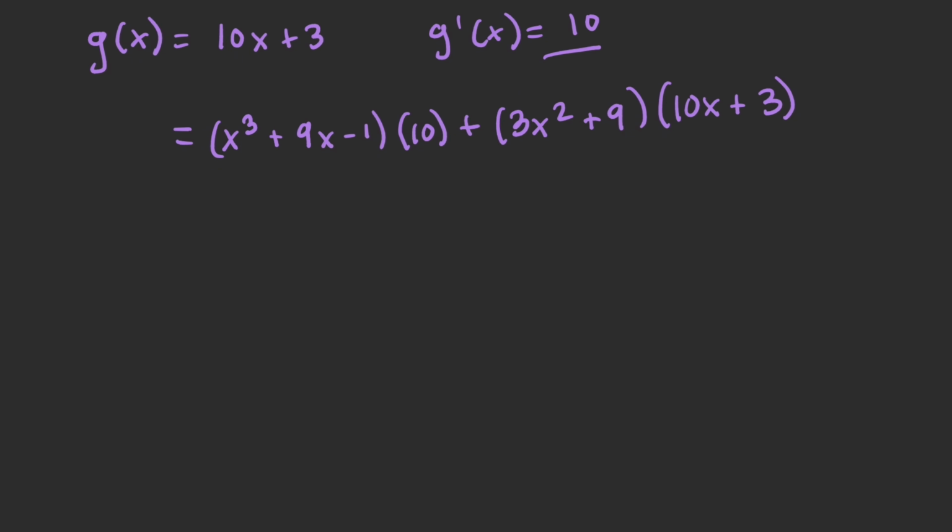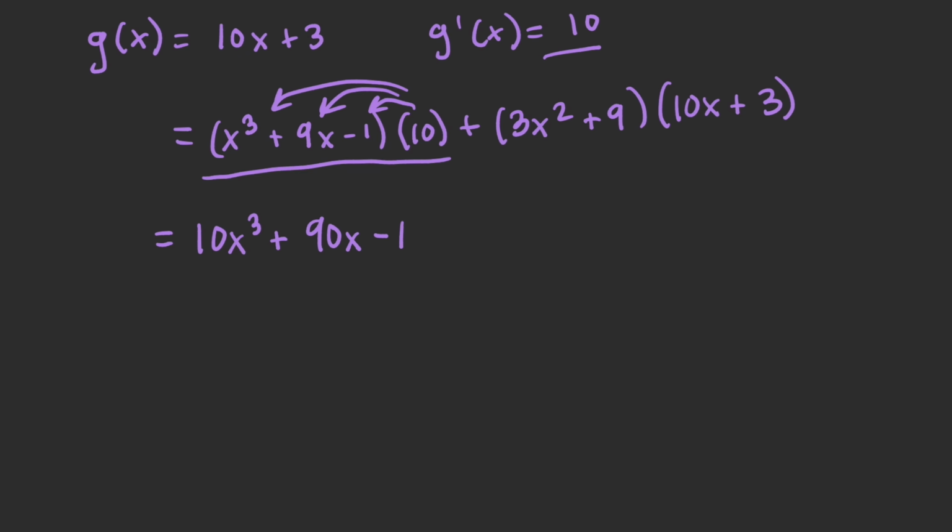Okay, so this is where a lot of students mess up. They just mess up like terms or don't combine the right way, so we'll go slow. So first, let's just work with this half right here. Let's just distribute this 10 to each of these terms. The 10 times the x cubed would just be 10x cubed. The 10 times the 9x would be 90x, and the 10 times the negative 1 would be minus 10.